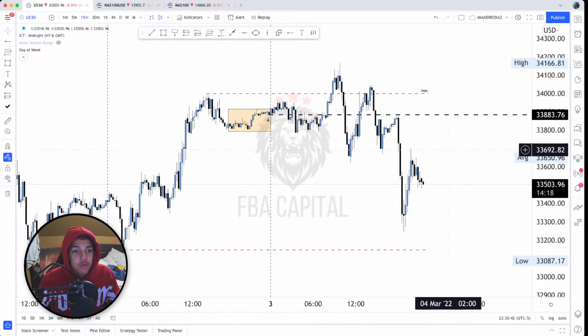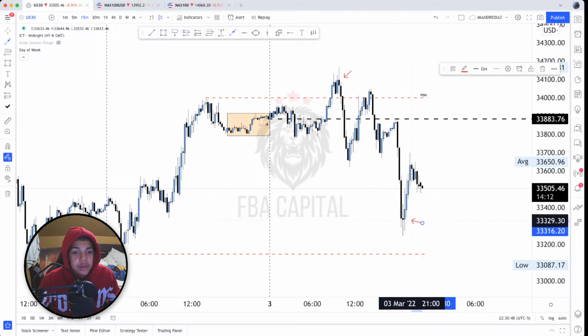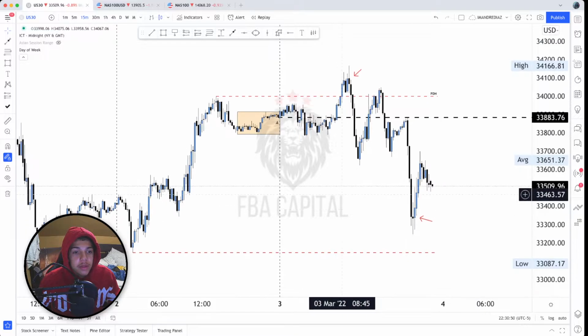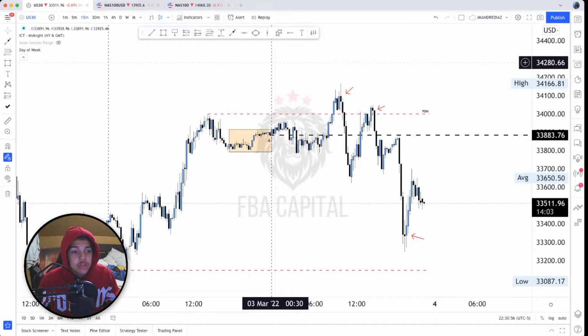So now that we have the overall outline, the areas that I want you to pay attention to are this up here where we have the high of the day, this area down here where we have the low of the day, and I also want you to pay attention to this area right in here. I think those are going to be the main points.